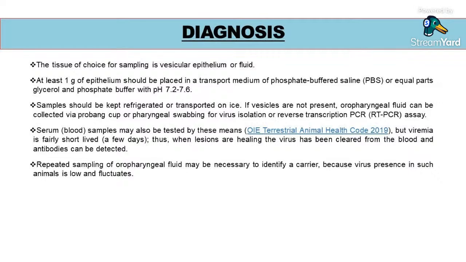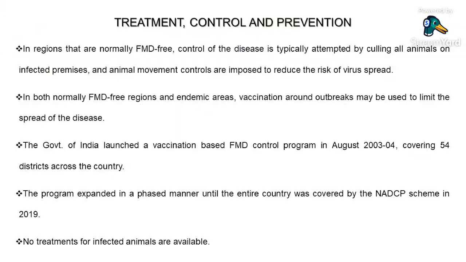Blood samples can also be tested, but viremia is short-lived, so whenever the lesions are healing, the virus has cleared from the blood and antigens can be detected. Repeated sampling from the oropharyngeal fluid can also be done, but virus presence in carrier animals is always low, and it fluctuates inside the carrier animals.